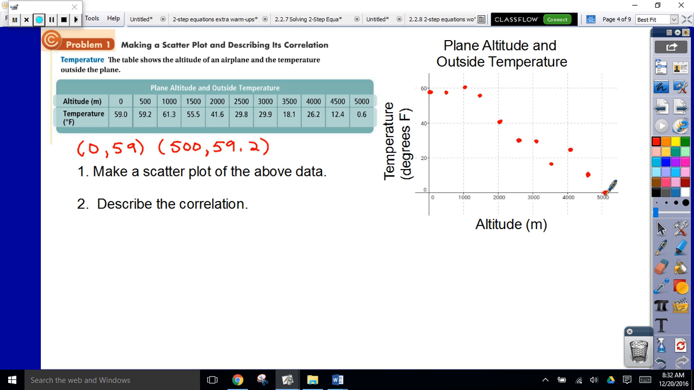Positive, negative, or none? Lacey? It has a negative correlation. So we can say that as the altitude increases, the temperature decreases.